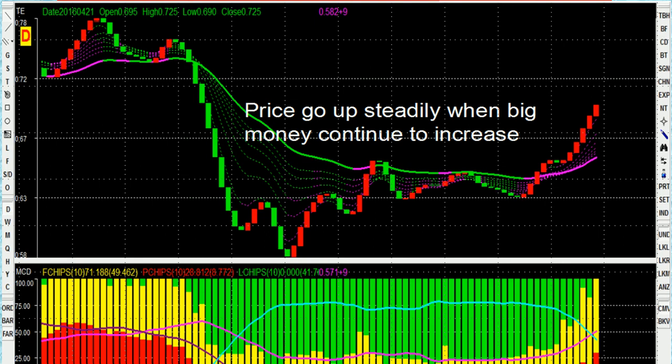So let's see this one. Price goes up steadily when big money continues to increase, okay? So we can see here, during this period, the green column is above 50, buy or not? No, we better wait and see. And starting from here, the green column below 50, which means the stock begins to be active, okay. Then we can see the red column increases. You should know the price will go up steadily, okay. So we see next one.